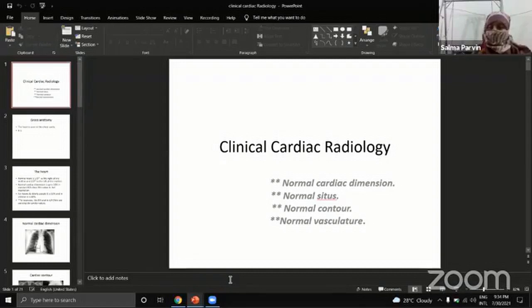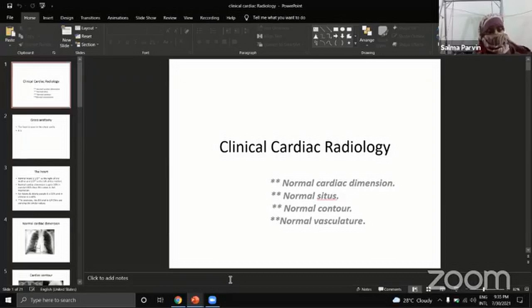We are going to start with clinical cardiac radiology. How junior students like you can read cardiac abnormality in the chest X-ray displayed. This is our primary issue, to make you develop in a way that you can read the chest X-ray and find out any gross cardiac abnormality, whether it is present or not.